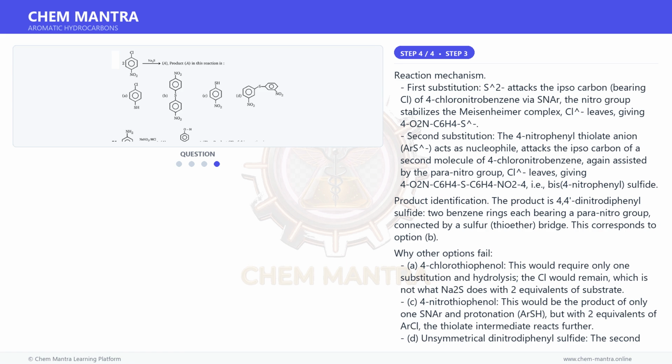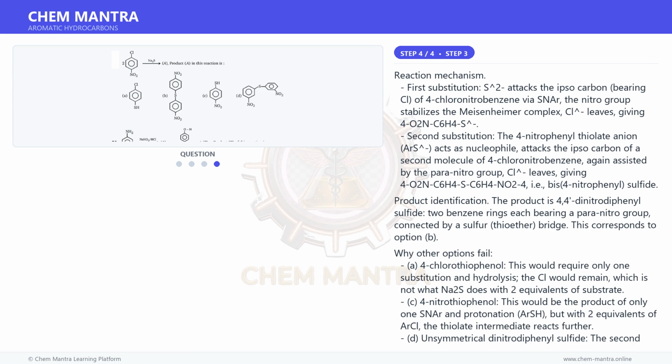4-O2NC6H4S-. Second substitution: the 4-nitrophenyl thiolate anion, ArS-, acts as a nucleophile and attacks the ipso carbon of a second molecule of 4-chloronitrobenzene, again assisted by the para-nitro group. Cl leaves, giving 4-O2NC6H4-S-C6H4NO2-4, i.e., bis(4-nitrophenyl) sulfide.